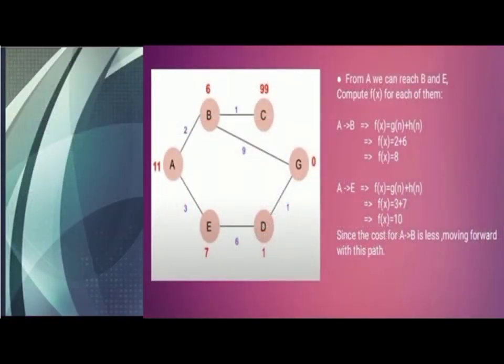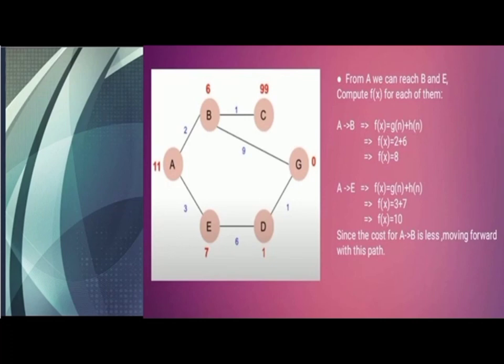Okay, let us compute the f(x) value for each of the terms. From A, we can reach B and E. So, let us consider the path from A to B, where f(x) is equal to g(n) plus h(n). Here, the g(n) value is 2 and the h(n) value is 6. So, we get f(x) is equal to 8. Similarly, for the path A to E, we consider 3 as the g(n) value and we consider 7 as the h(n) value.